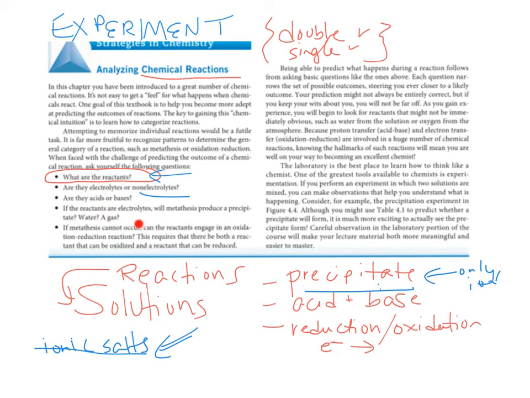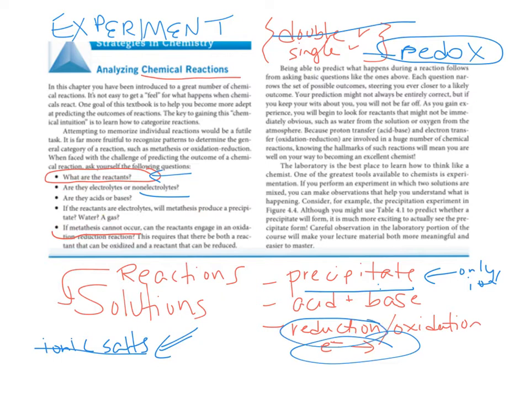If metathesis cannot occur, that means if the ions cannot rearrange, you can't have a double replacement, then can an oxidation reduction happen? Because if you're having double replacement, you are not having single replacement. Single replacement is going to be redox. Can't have both. So if you can't have double replacement, well, can you have a redox reaction? That means that you have to have electrons being transferred, and it means you have to have both reduction and oxidation. So that's when we assign our little imaginary oxidation numbers and see if they change in the reaction.